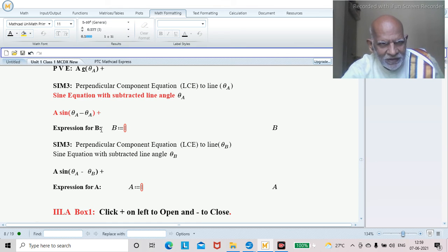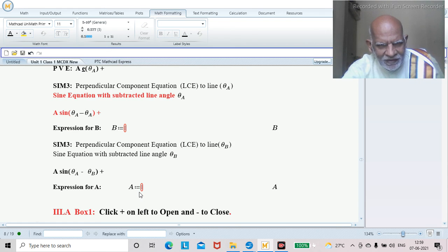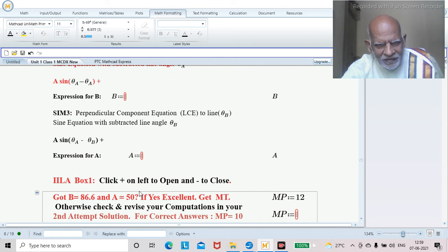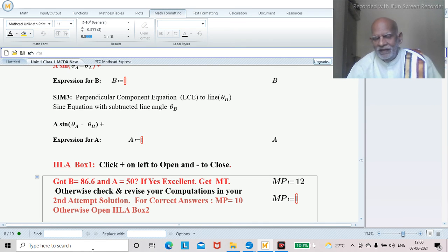Again, you use the same expression here, PVC. Start subtracting B, then you have to complete it. If you do it right, you get the value of A properly. Now, after this is done, you check the value. If you get the right values, it is excellent. Otherwise, second solution. So that means you didn't get 12, so you give yourself 10. This is very important. If you cheat yourself, you basically get a feeling of, oh, I have done it. So therefore, don't cheat yourself.